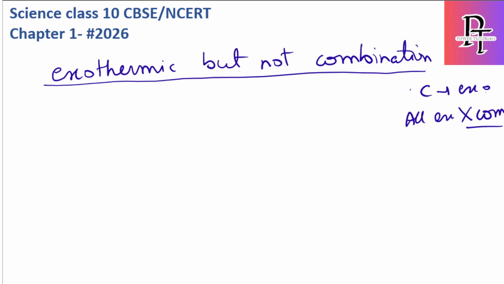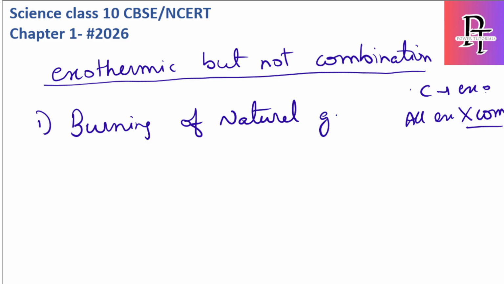The first one is, I think, respiration. Okay, let's follow the same pattern as in the textbook. They explain burning of natural gas as the first one. So what is burning of natural gas? It is CH4, which is methane. If combined with oxygen, it will form CO2 and H2O.